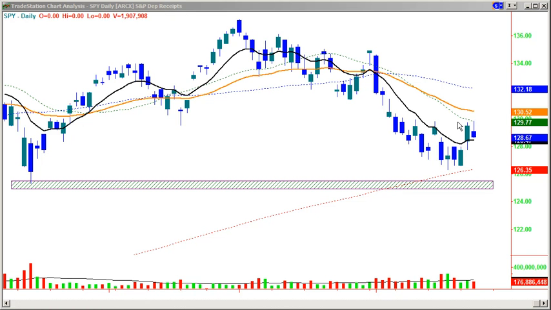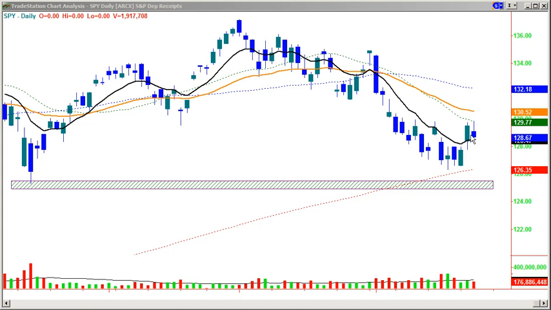SPY's trading in an intermediate term downtrend. Intermediate is defined by Hit and Run Candlestick profit traders as the T line, the 8 exponential moving average, trading below the 34 exponential, putting us in that downtrend.